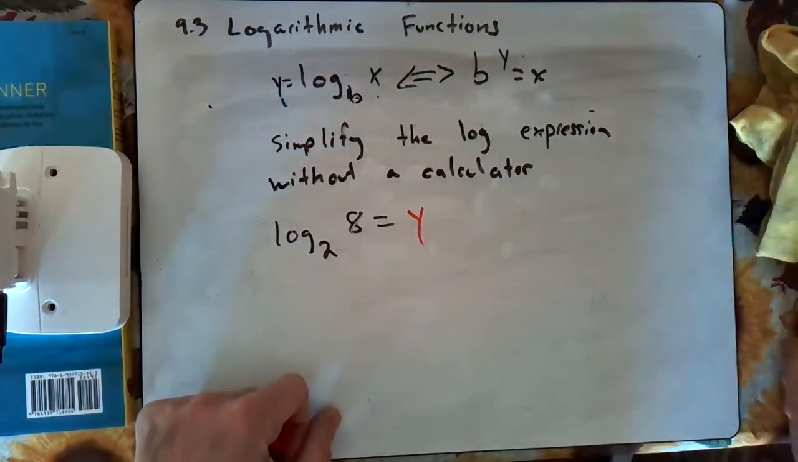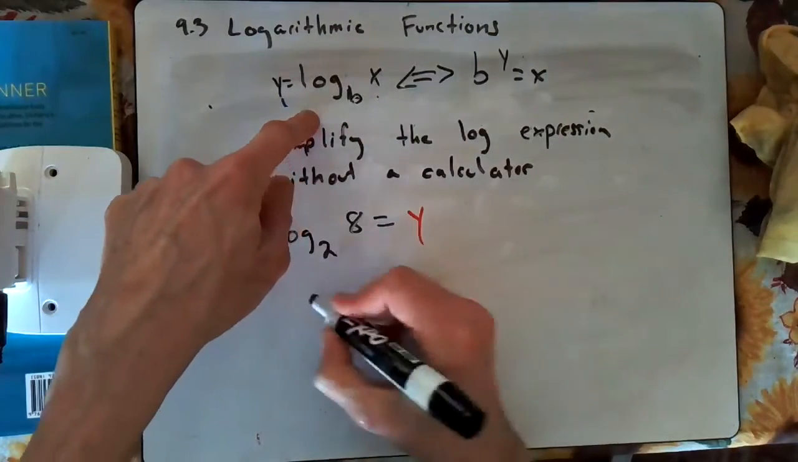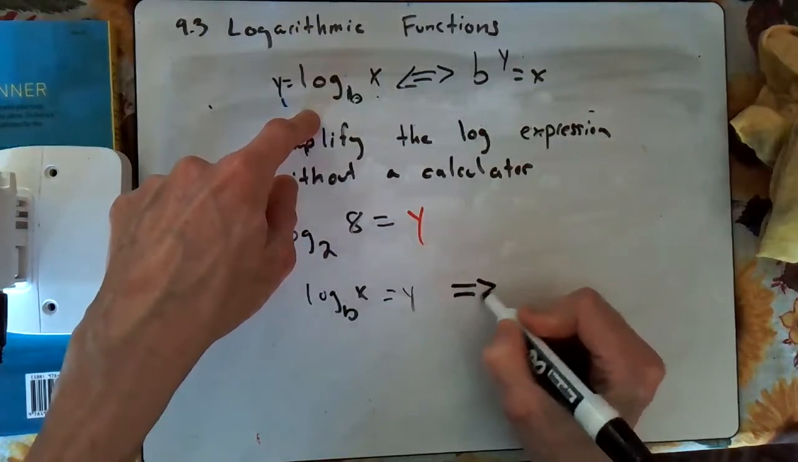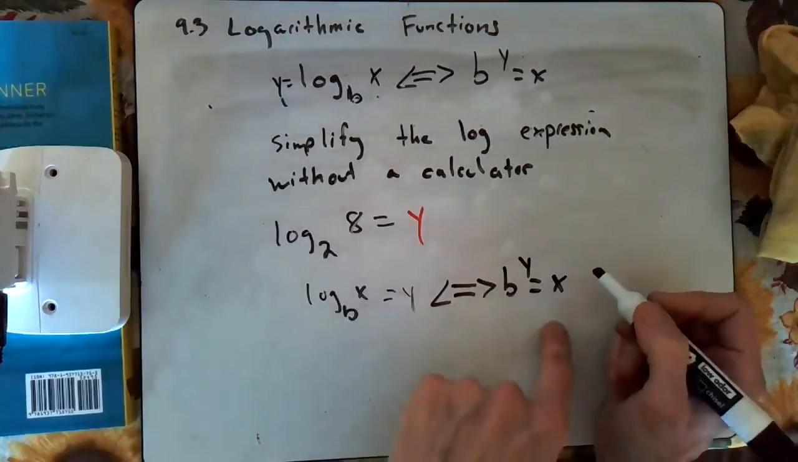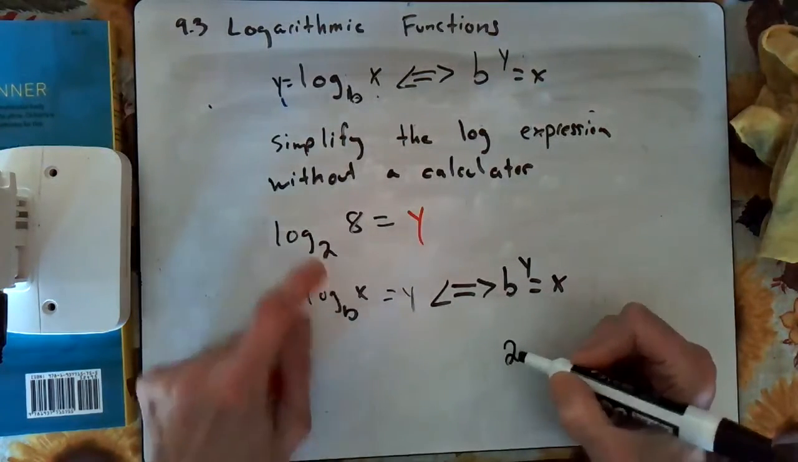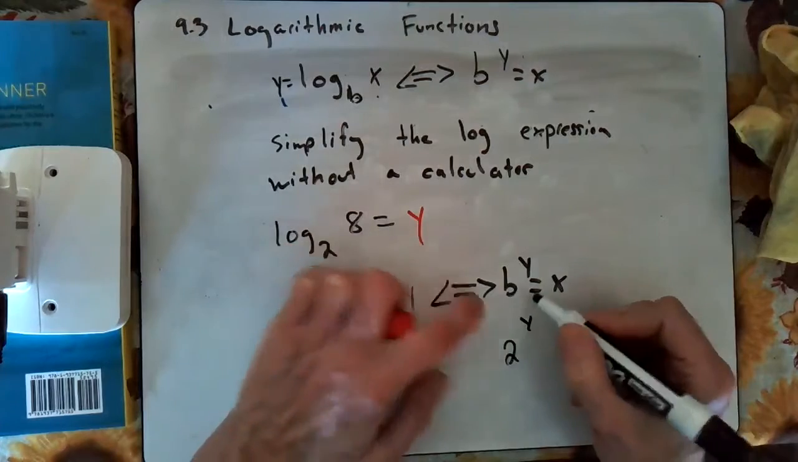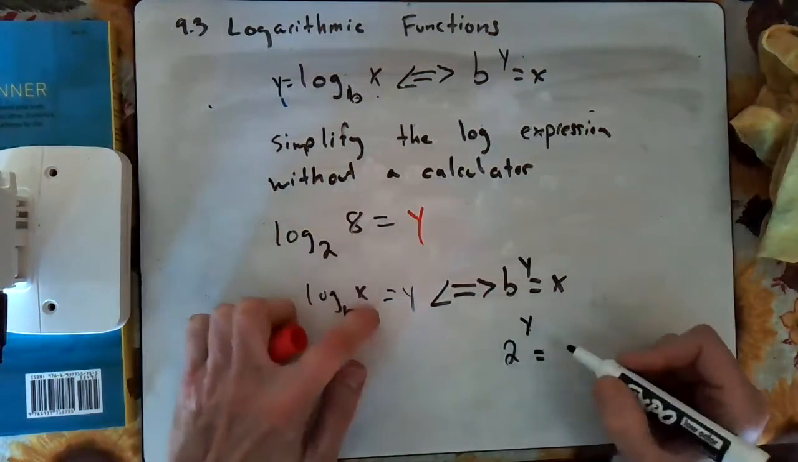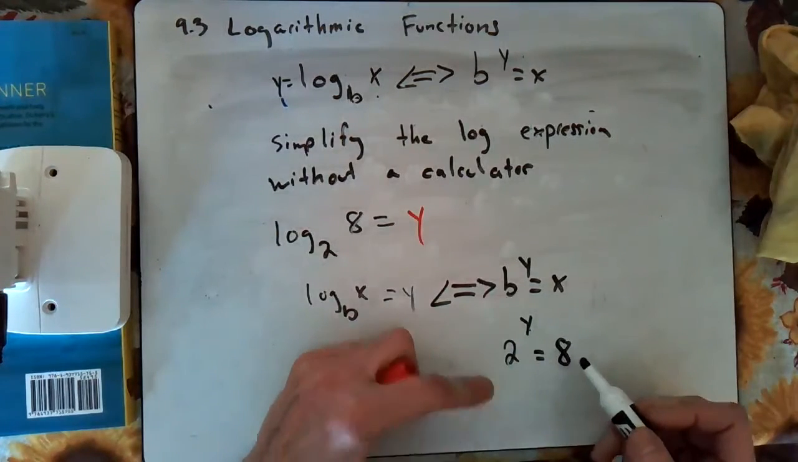Why are we going to do that? Because now we have y equals log base b of x, and again, we just want to convert that into exponential form: b to the y equals x, so we can solve it. So let's match that up. We're going to have 2, because that's the base, raised to some power, that's the y, equals x, 8. So then you ask yourself, 2 raised to what power gives me 8?